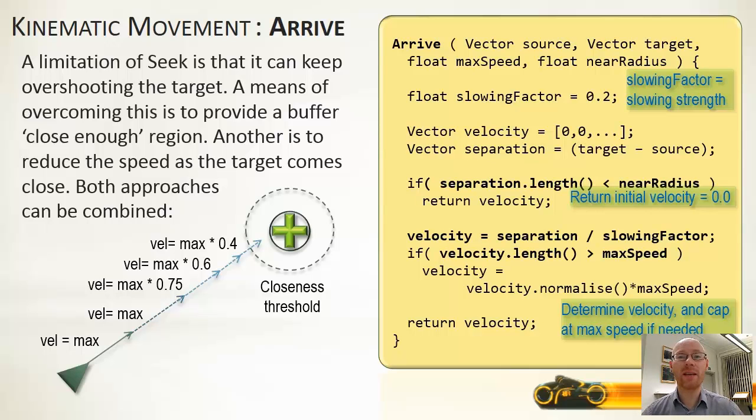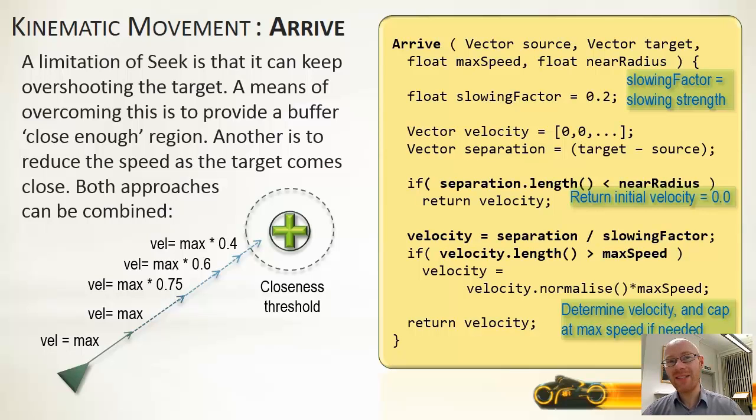So we're going to check, after we've calculated the separation vector, are we sufficiently close that we're happy that we've reached the target? So we go to the separation vector, we ask what's the length of that vector? And if that length is less than whatever the defined near radius is, in other words, we've got sufficiently close that we're within our comfort zone. At that point, we simply return the velocity. And remember, we've initialized it to 0 a few lines above. So we really are just returning 0 velocity.